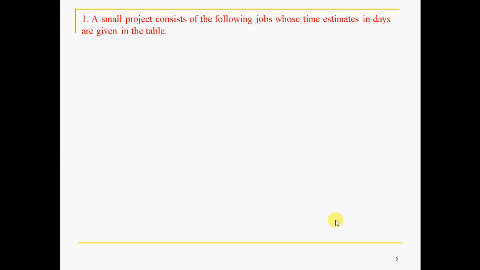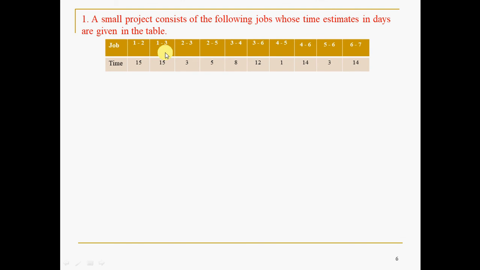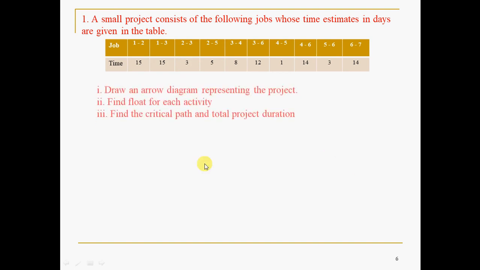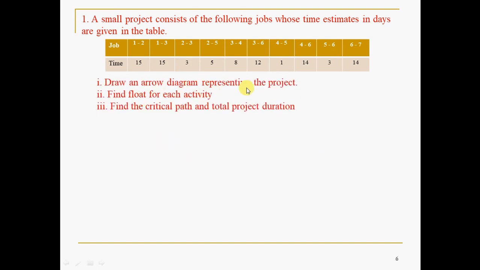Let us take a simple numerical to understand all these concepts. A small project consists of the following jobs whose time estimates in days are given. So there are different jobs, 1 to 2, 1 to 3 and all. The time estimates in days, 15, 15, 3, are given. What to do with this data? Draw an arrow diagram representing the project, find float for each activity, and find the critical path and total project duration.